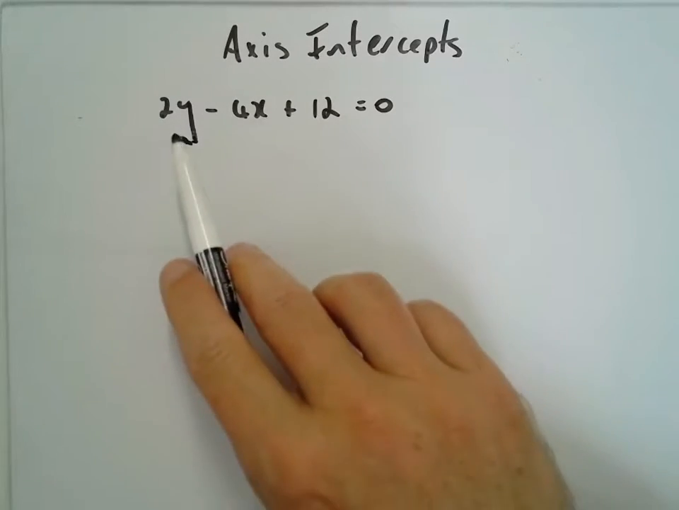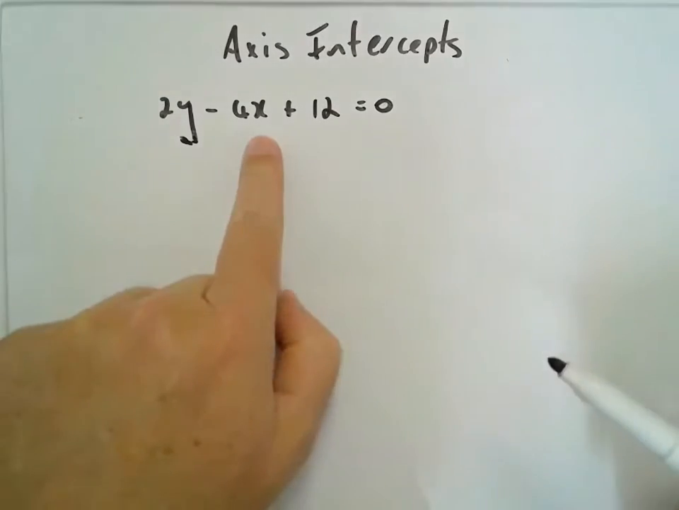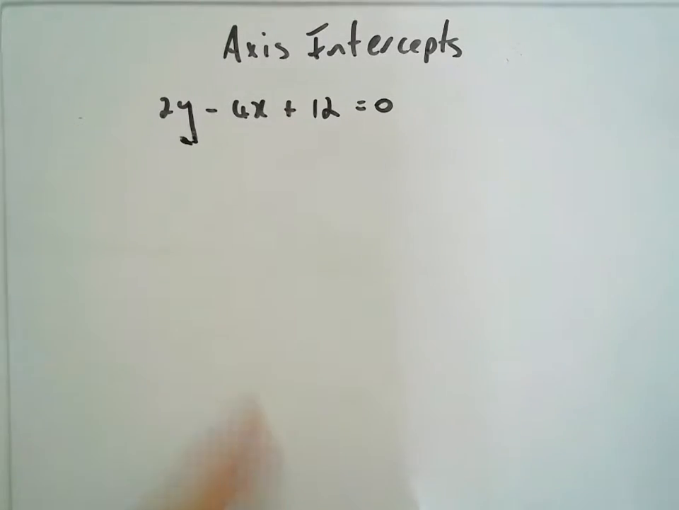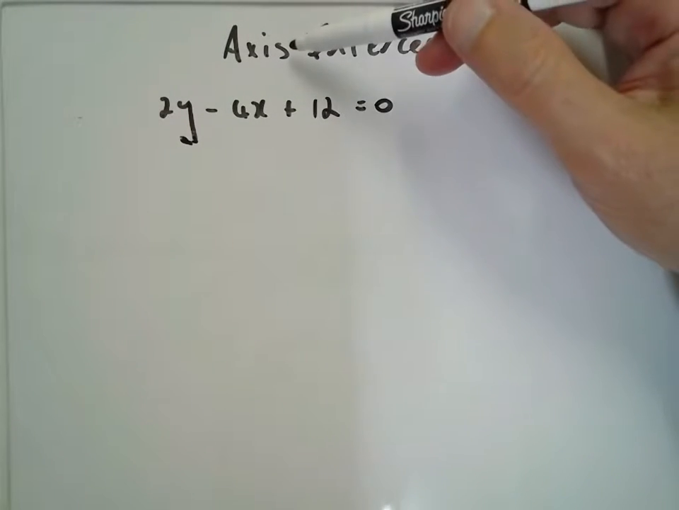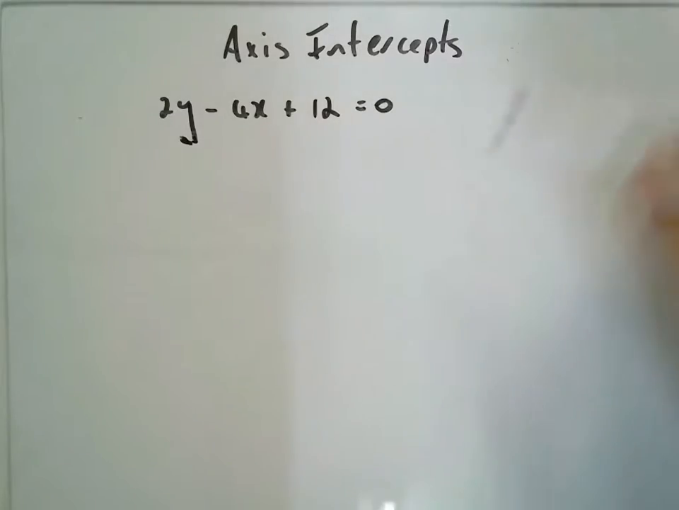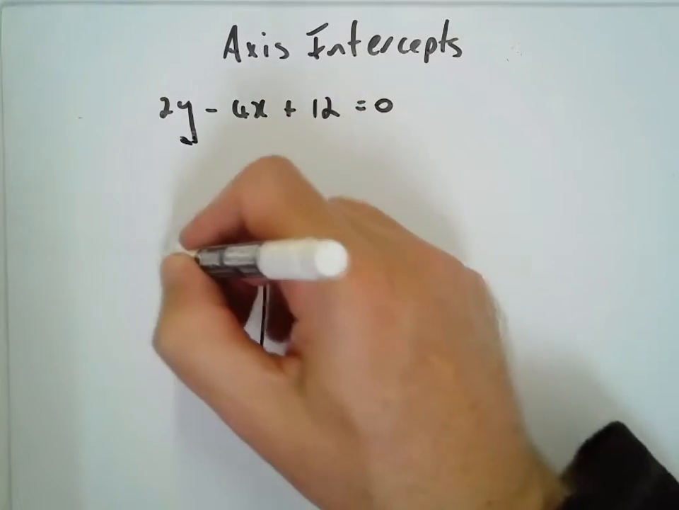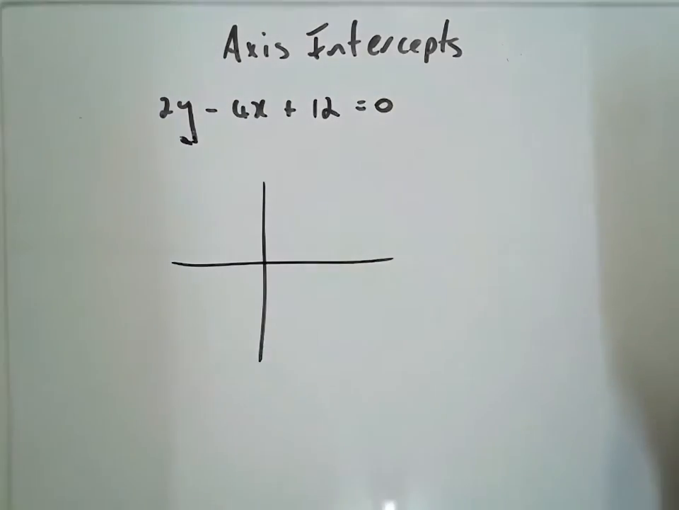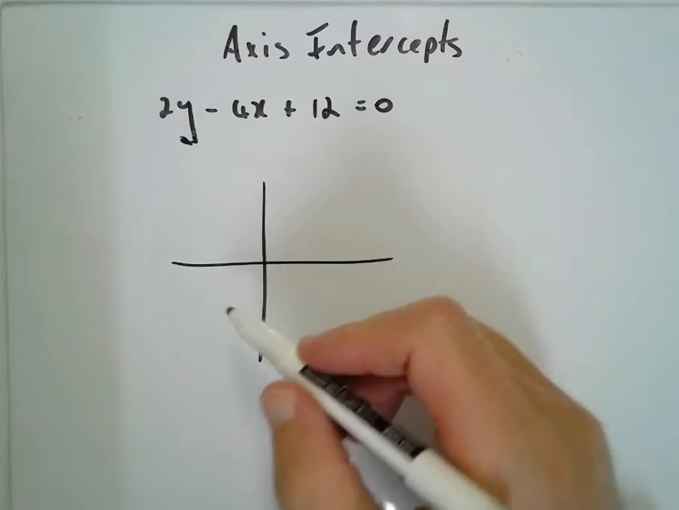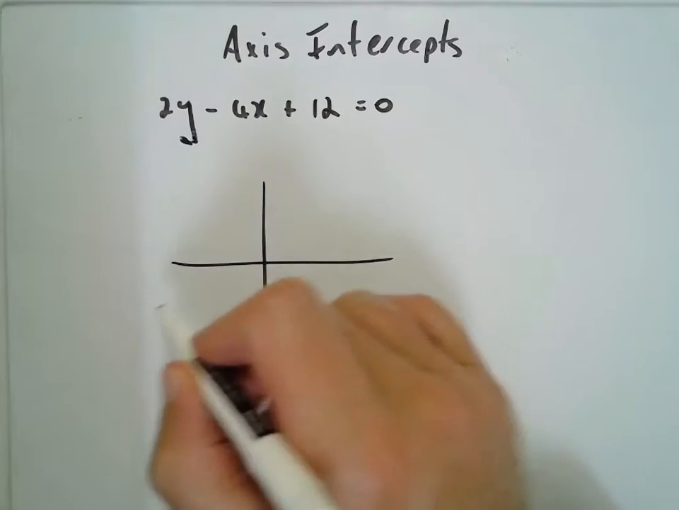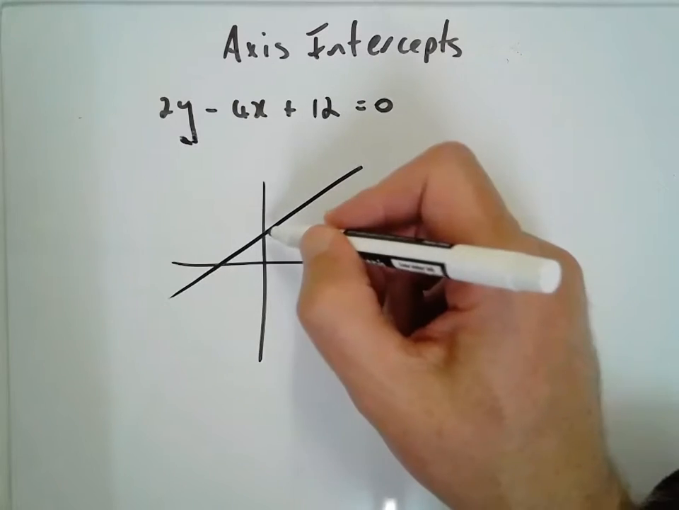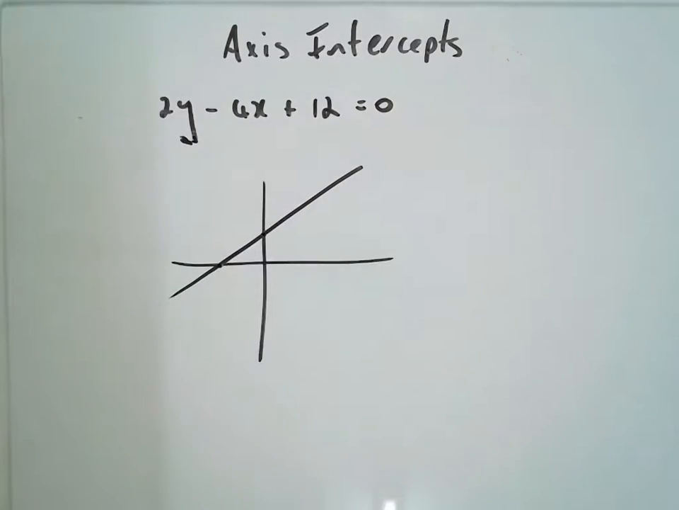Okay, so given this linear function, we know it's linear because the x has a power of 1, and linear means it's a straight line. We're asked to find the axes intercepts. So in this form, let's not get hung up on what it looks like. It could be anything, but let's just assume that it's going to go through the y-axis and x-axis.